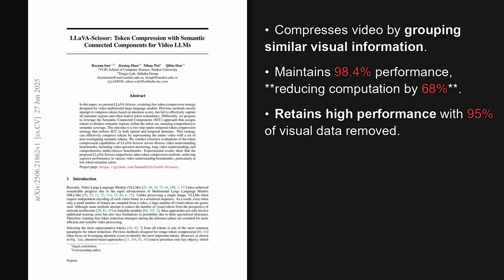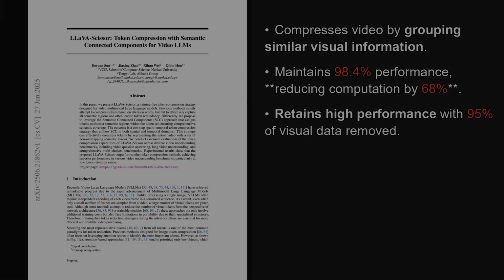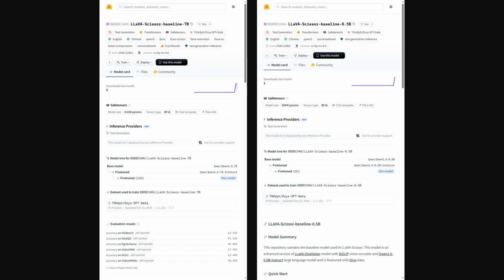The paper is titled LLaVA-Scissor, Token Compression with Semantic Connected Components for Video LLMs. And it's a completely training-free approach, which is really interesting. It tackles the challenge of processing long videos, which can be very expensive, by finding and merging redundant visual information to make the process much more efficient. On Hugging Face, you'll find the 8 billion and half billion parameter baseline models, complete with code examples, to get you started on describing videos.